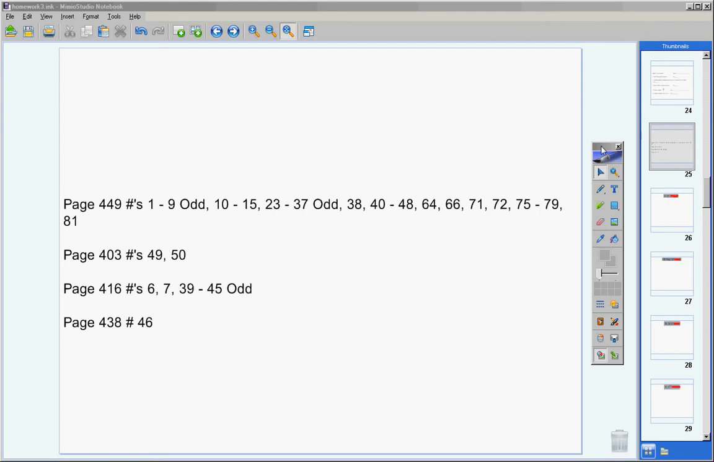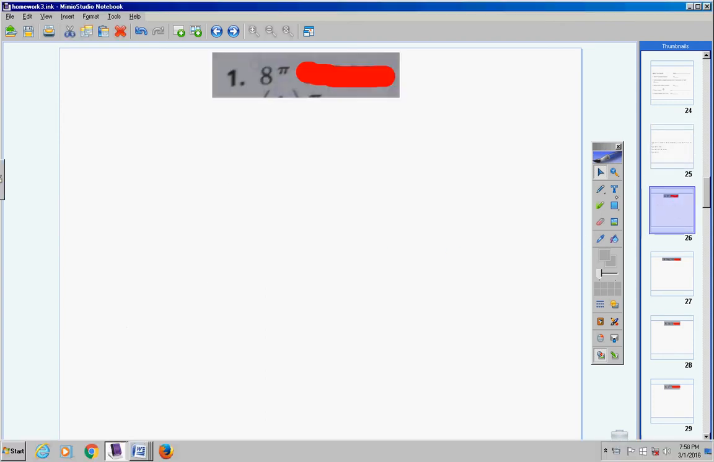Let's go ahead and get started on page 449. Let's start off with numbers 1 through 9 odd, and the directions say to, let me turn over to that page, use a calculator to evaluate, round to 3 decimal places. So here we go, 8 to the pi power.